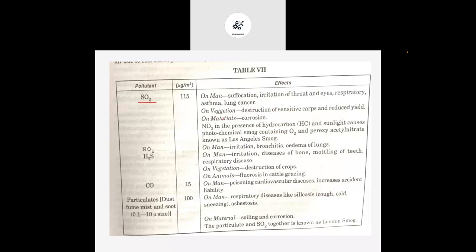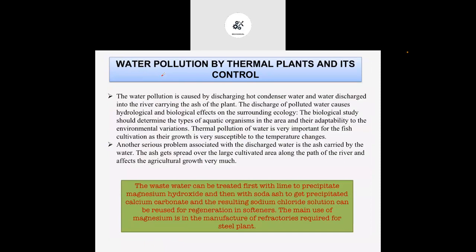Okay, so these effects you can already see: in man, suffocation; on vegetation, irritation will happen; restriction of the sensitive parts will happen, or corrosion will happen on the materials, etc. So all those factors you can see, these are the effects which happen on the human body, on the vegetation, or the animals, etc. You can see the different types of pollutants, their quantity, and the effects on the human body as well as on the environment or the material. So this table will indicate the effects.